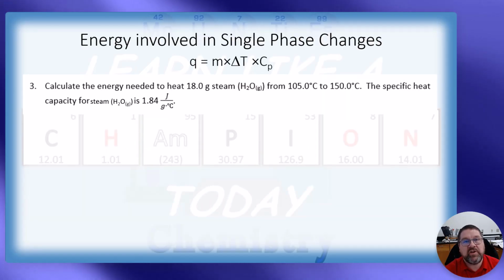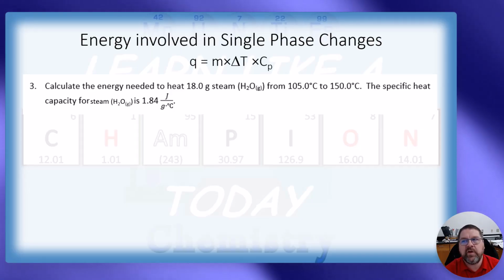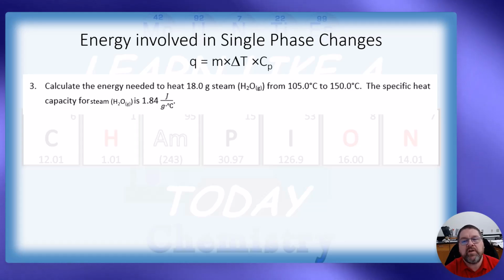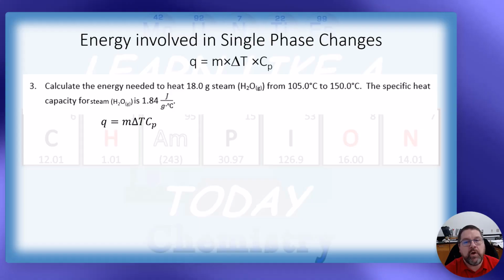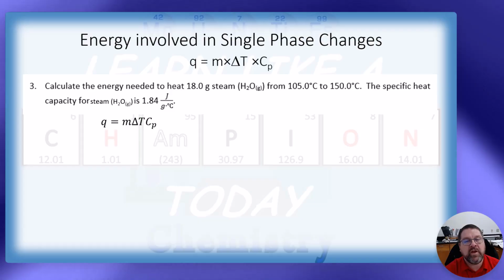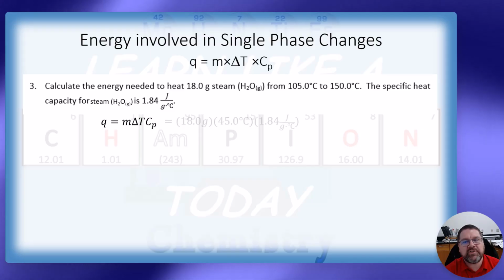In this example, we're dealing with steam, 18 grams of steam going from 105 degrees Celsius to 150 degrees Celsius. Specific heat for steam is, again, different. It's 1.84 joules per gram Celsius degree. So since we are in one single phase, water boils at 100, so at 105 we know it's going to be in the gas phase, 150 likewise. So within a single phase, we use the MTC equation.